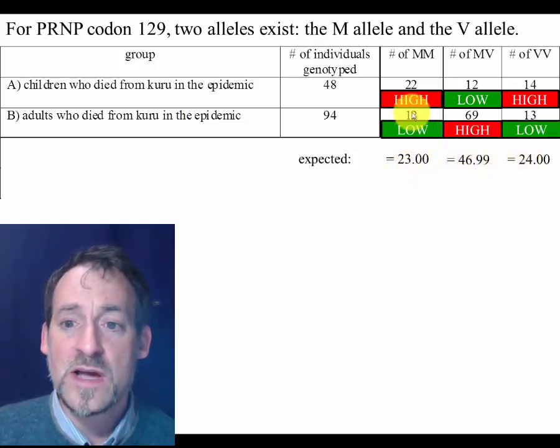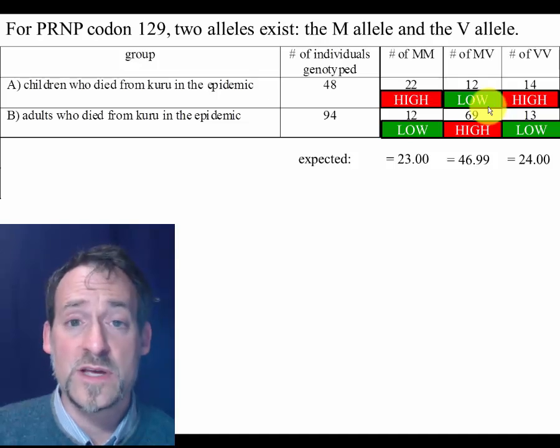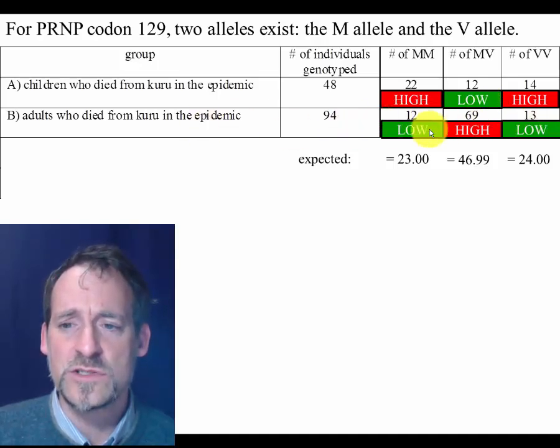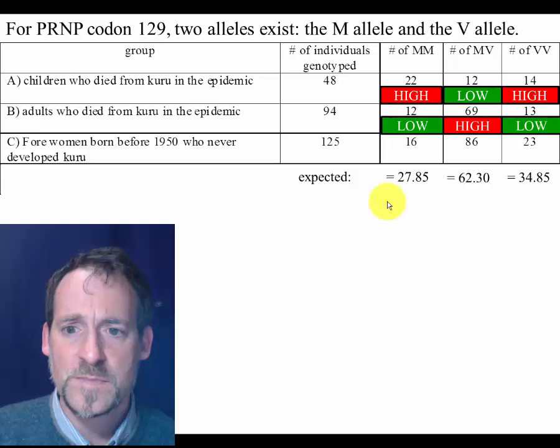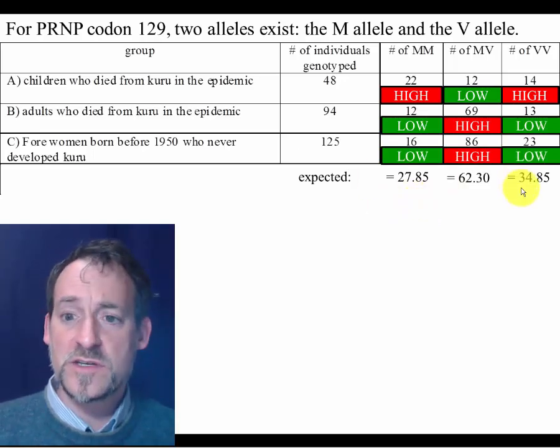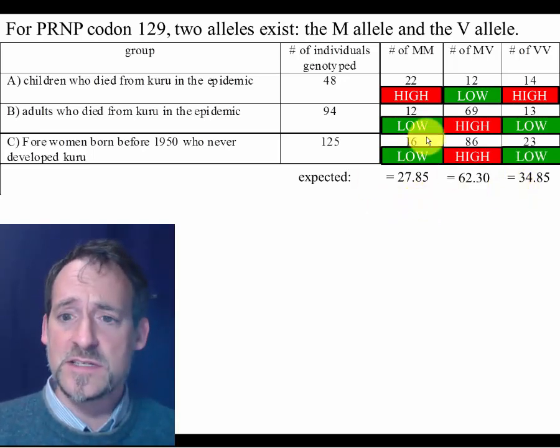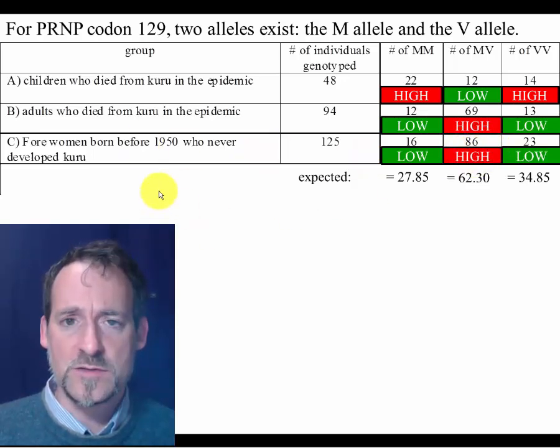Those clearly are the opposite pattern that you saw in group A. We've got an unusually high number of heterozygotes in group B and an unusually low number of homozygotes. For group C, the numbers are a little messier, but the pattern is the same as in group B. You've got more heterozygotes in this group than you would expect and fewer homozygotes.